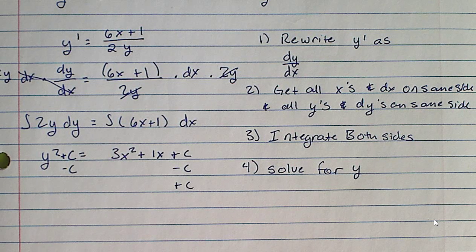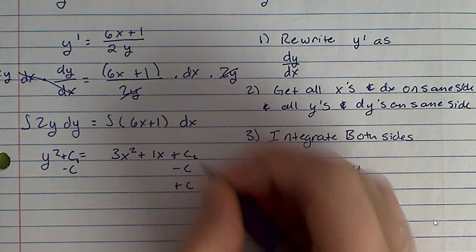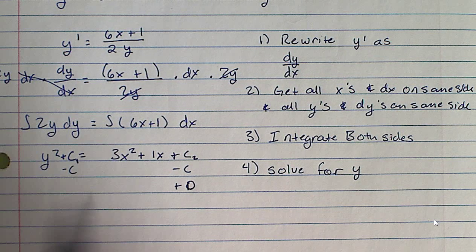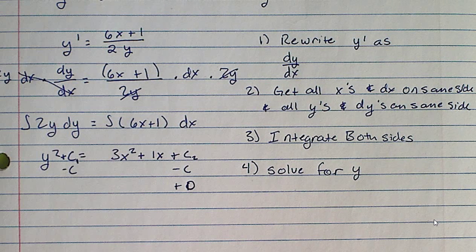If it helps you, you can call this C1 and this C2, and then when you subtract them, you could call it a different letter, like D. Or you could call them different letters from the start, but they don't cancel each other out. C minus C does not make nothing in this case, because those constants could have been different numbers. This could be a billion, this could be negative 58 billion, who knows?